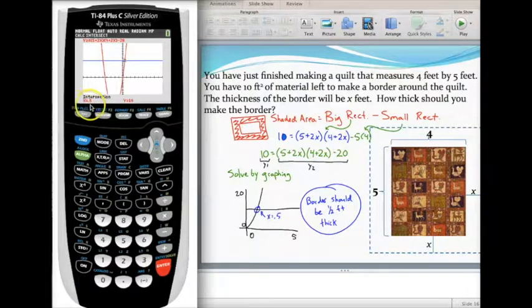That's 0.5, not 5. So I'm adding a 0.5, a half-foot border to my quilt to get this to work out. I could also say 6 inches, but a half-foot border is going to be the width of the border that I want to add to this quilt.